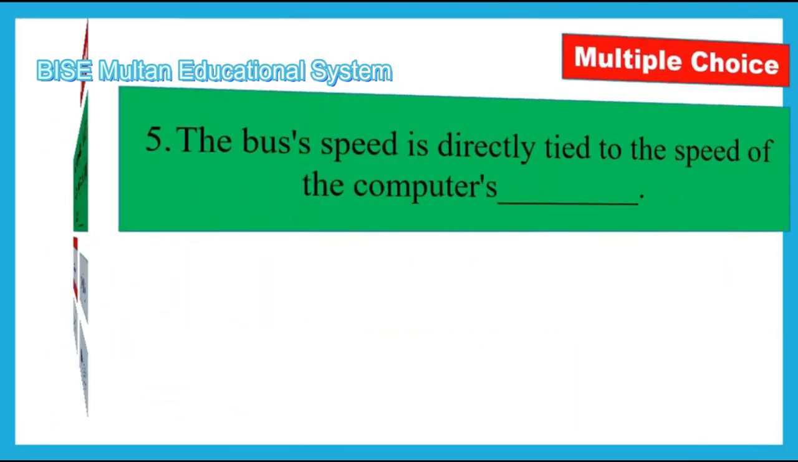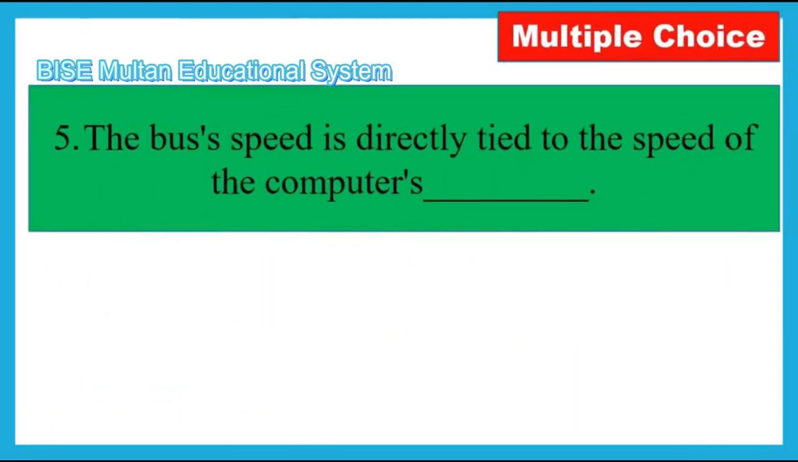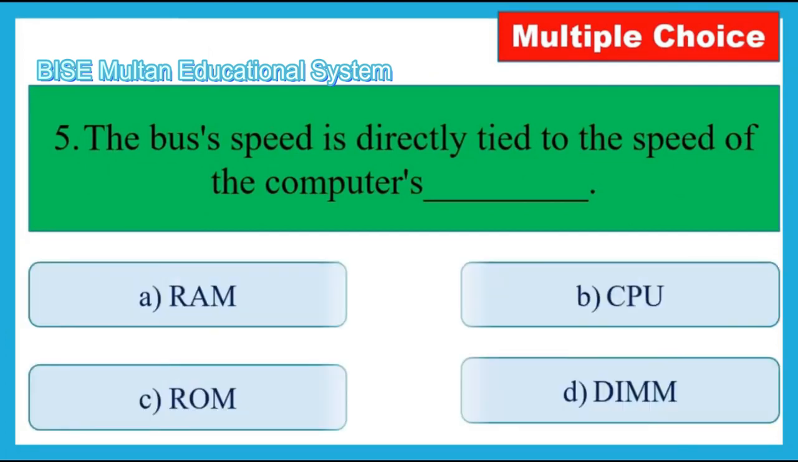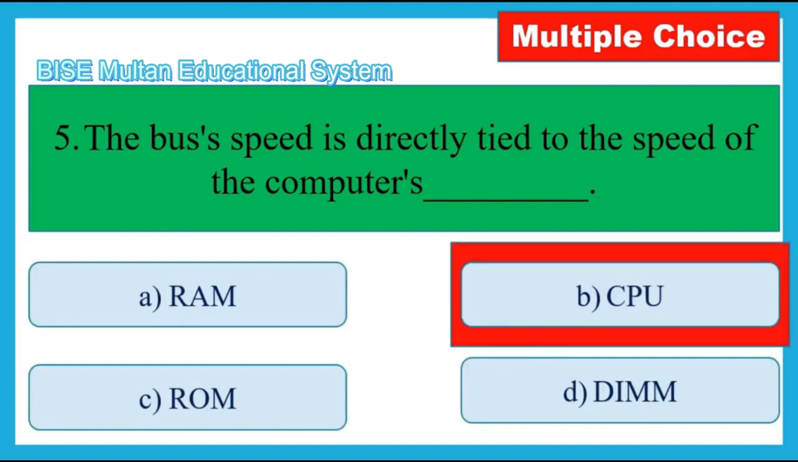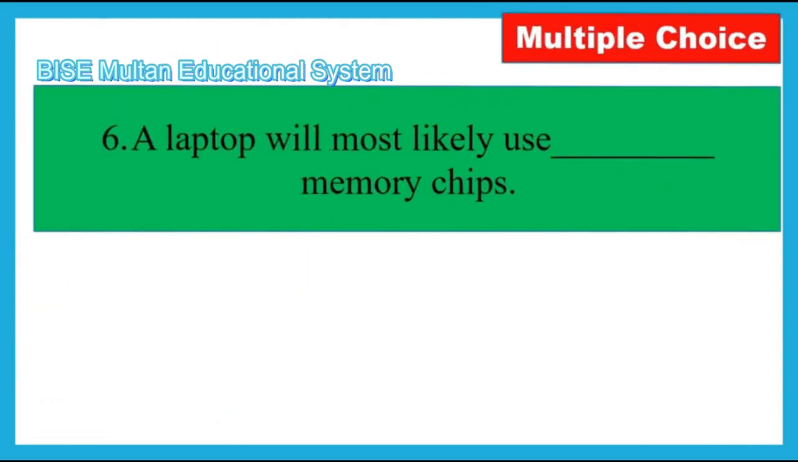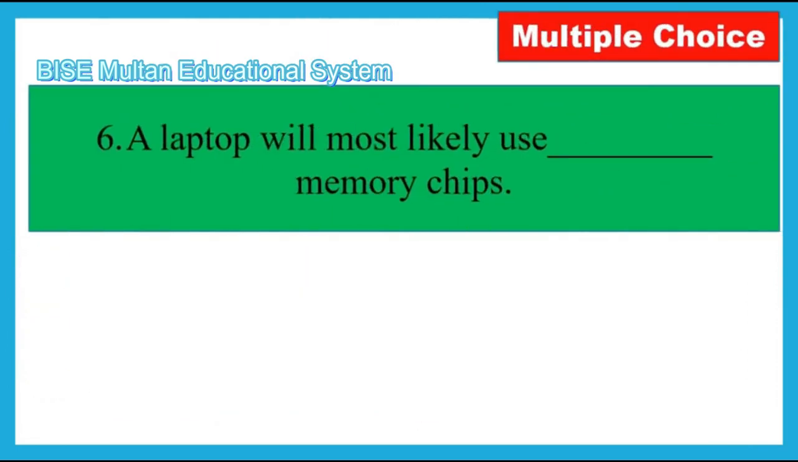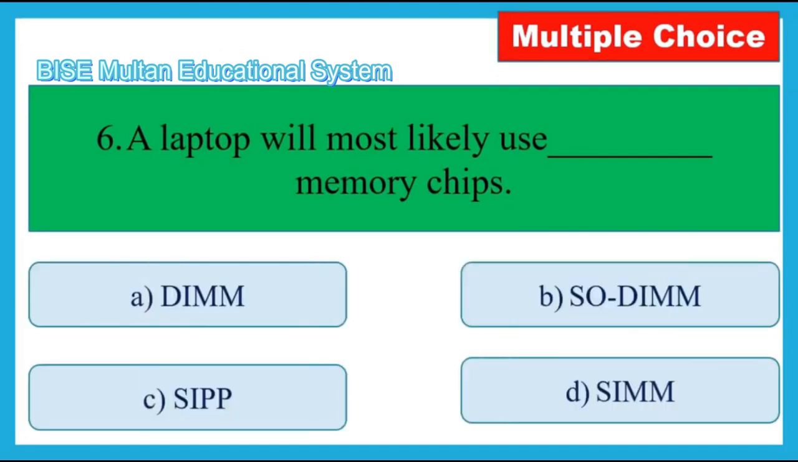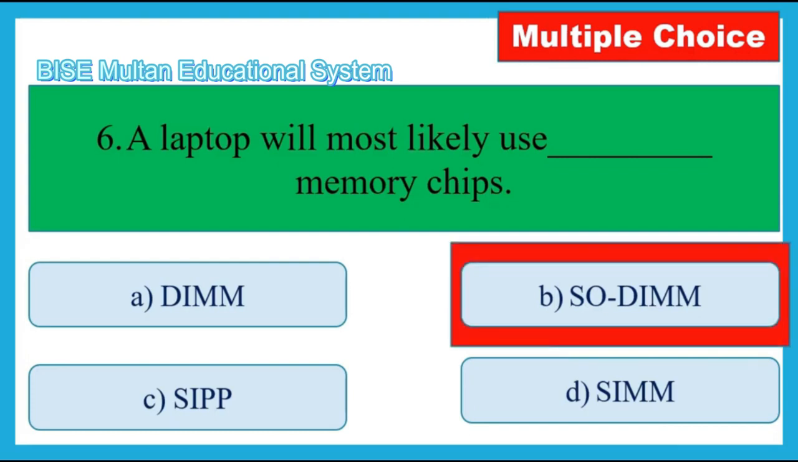Question number 5: The bus speed is directly tied to the speed of the computer's dash. The answer is CPU. Question number 6: A laptop will most likely use dash memory chips. The answer is SODIMM.